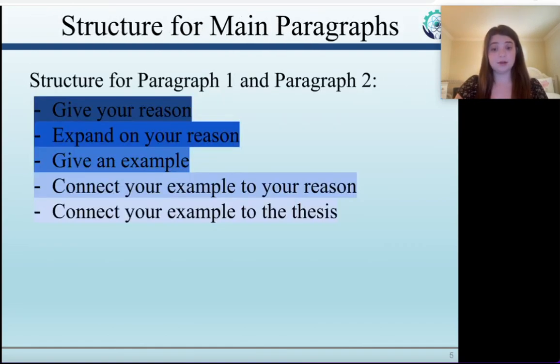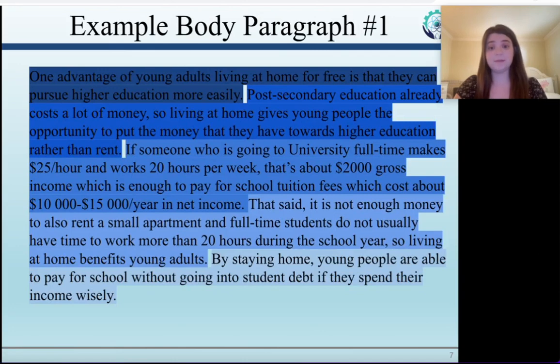Then it says give examples. Let's give an example specifically to talk about how the students could put that money towards higher education. So it says here next, if someone who is going to university full time makes $25 an hour and works 20 hours per week, that's about $2,000 gross income, which is enough to pay for school tuition fees, which cost about $10,000 to $15,000 per year in net income. So there we go. Basically, we're explaining how if students work those 20 hours at that hourly rate, they're able to pay for their university, right?